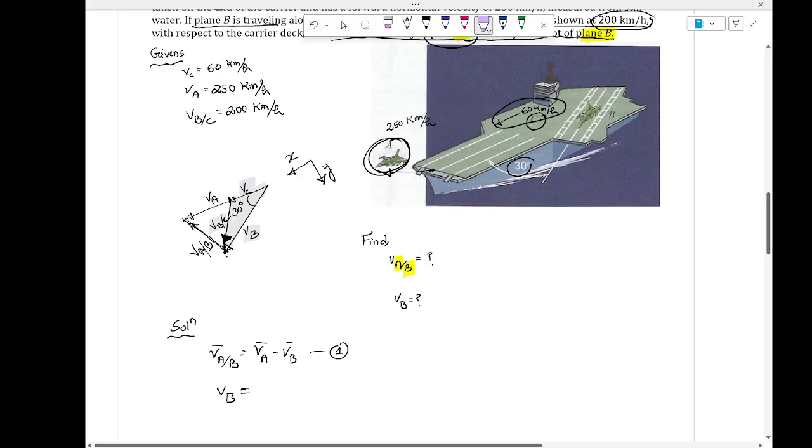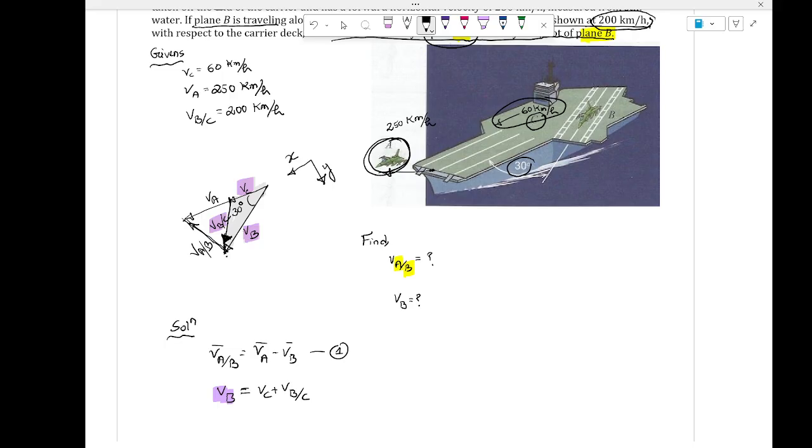Let me do it a little bit different color. So I have to add this to find this VB. It's showing up now? Okay. So then I do have to add VB/C plus VBC. Okay.